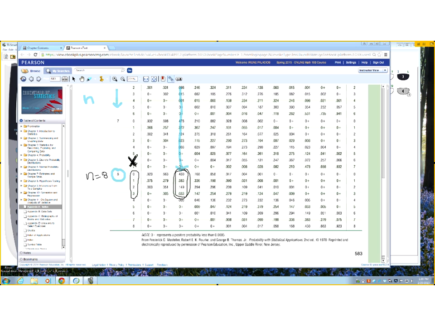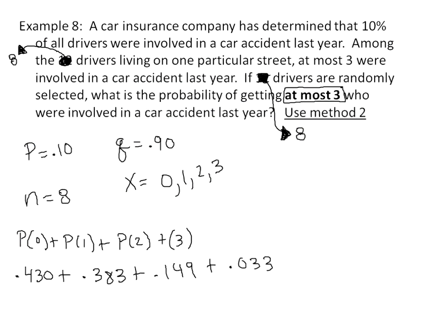Okay, so all I did was I just copied those, and now we have them there without having to use the formula. That's the probability of 0, 1, 2, and 3. So you just add all those together, and what do you get?